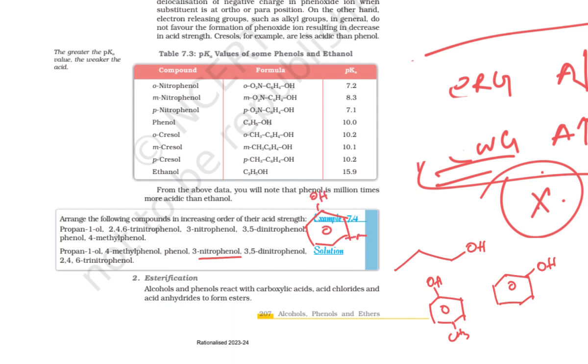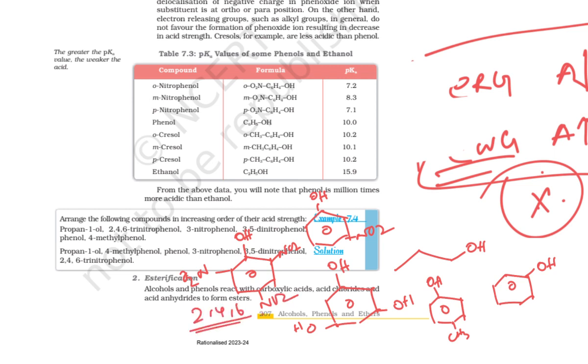OH in the first position, and the nitro group in the third position. Then 3,5-dinitrophenol, so there is a third position and a fifth position. Then there is 2,4-dinitrophenol, and 2,4,6-trinitrophenol, with NO2 at 2, 4 and 6.